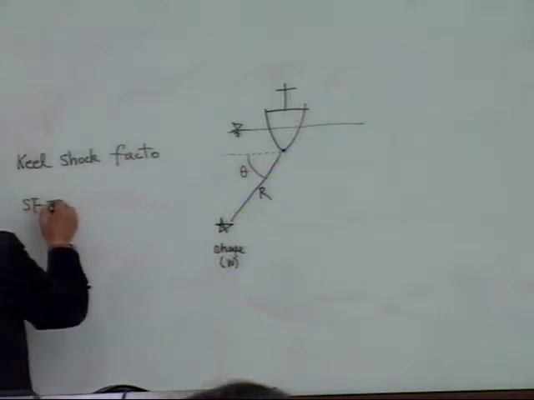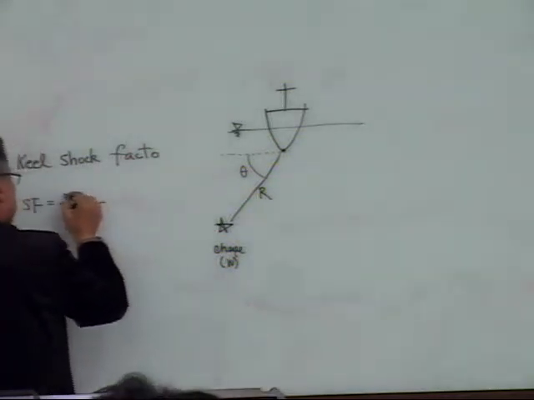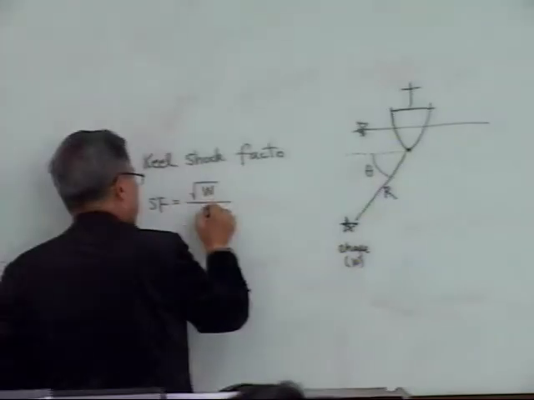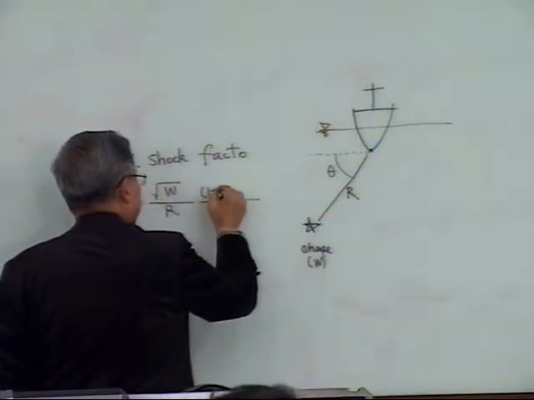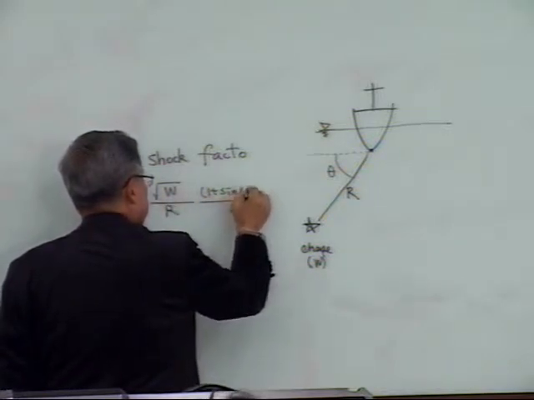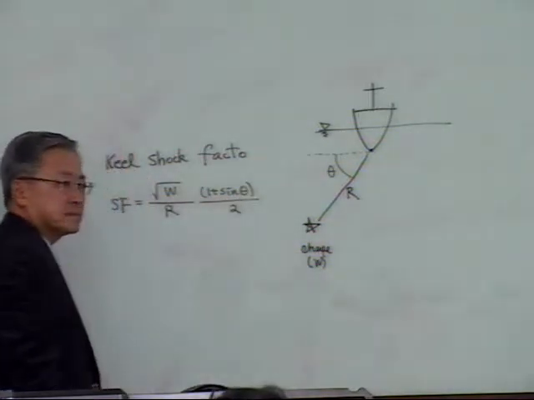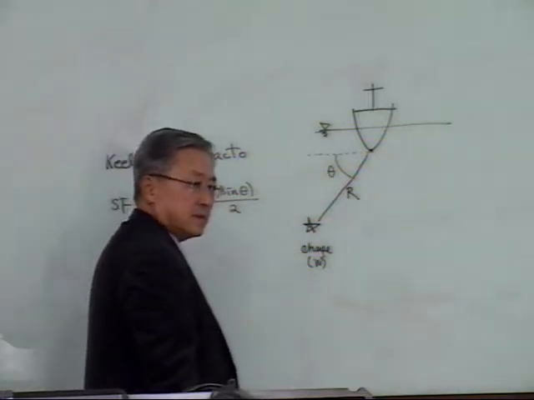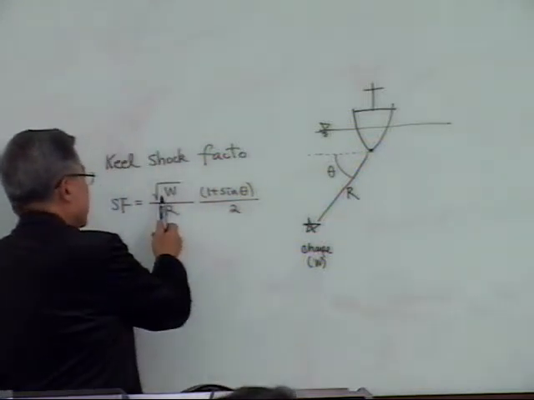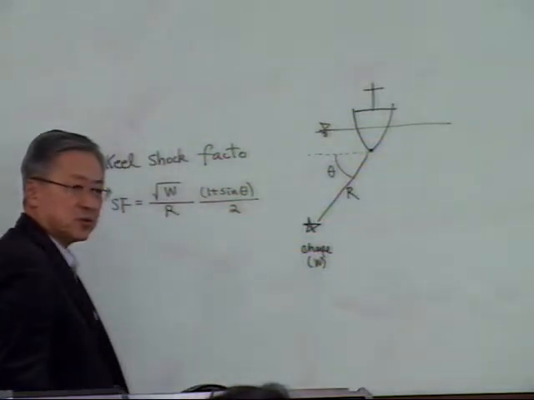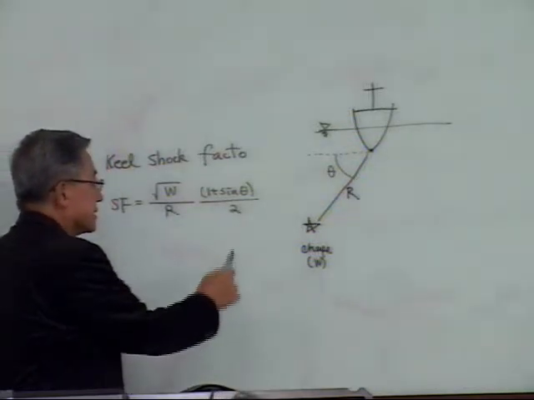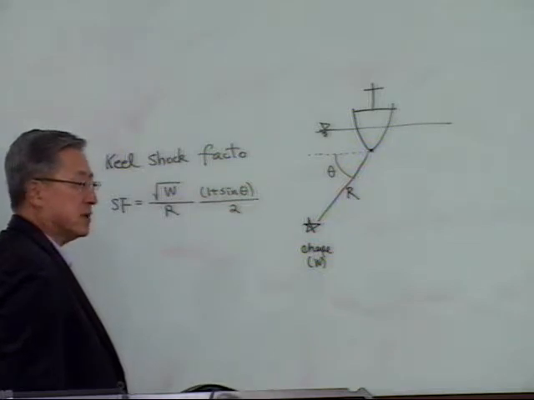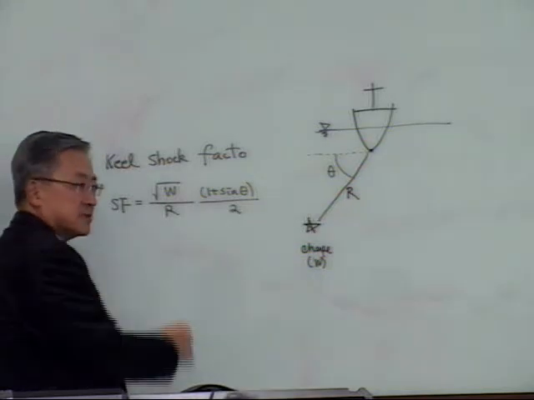SF is equal to, still, W over R, times half of 1 plus sine theta. Okay? Again, the definition is the same. W is equivalent charge weight of TNT, and R is the standoff distance to the keel line. And this is not unitless, it has a unit in there.